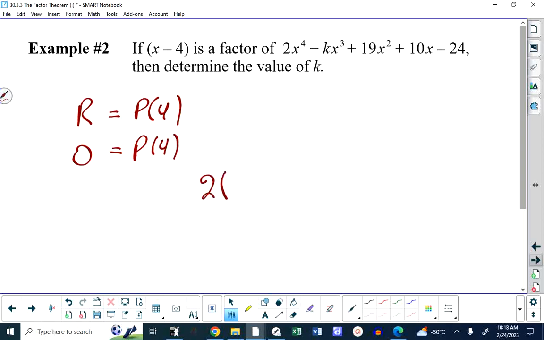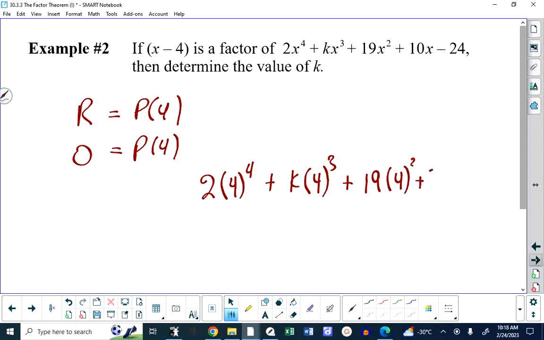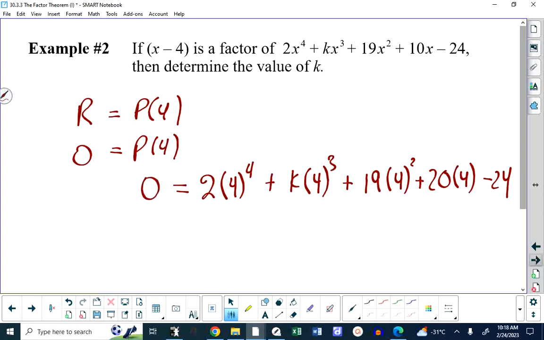So 2 times 4 to the 4 plus k times 4 cubed plus 19 times 4 squared plus 20 times 4 minus 24, and I ran out of room, so I'll put it on the other side, has to equal 0. It has to equal the remainder. And as I said, the factor theorem, which says p of 4 is going to give you 0, is just a special case of the remainder theorem. Because if it's a factor, the remainder is 0.